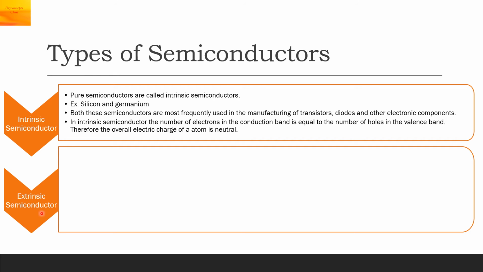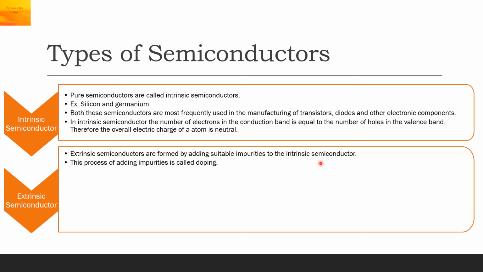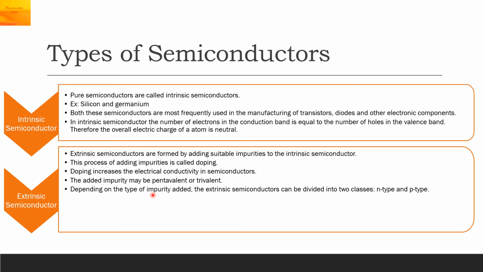Extrinsic semiconductor. They are formed by adding suitable impurities to the intrinsic semiconductor. This process of adding impurities is called as doping. Doping increases the electrical conductivity in the semiconductors. The added impurity can be pentavalent or trivalent. So depending on the type of impurity added, the extrinsic semiconductors are of 2 types. One is N-type, the other is P-type.